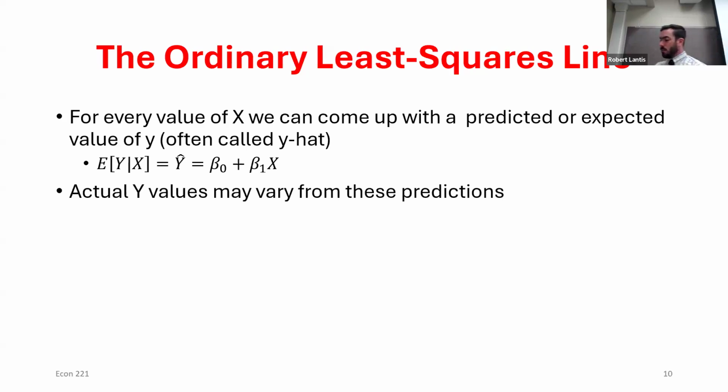Now notice, for some observations, for X values out here, here's my predicted Y value, but for this one observation, the actual Y is actually below the predicted value. So our line of best fit is going to have some positive, some negative errors.